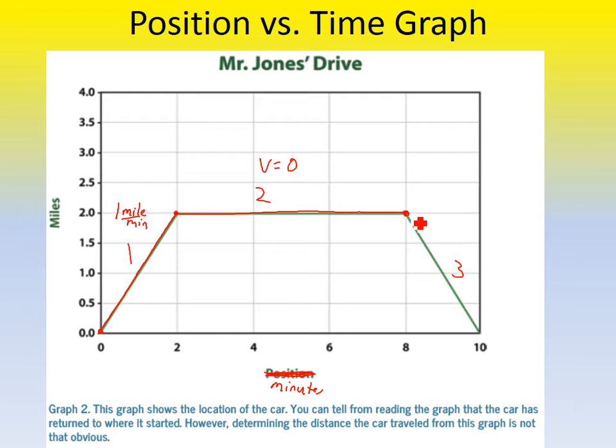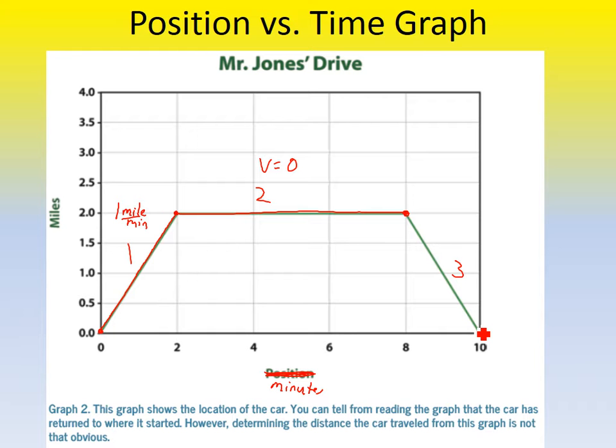Now what's happening? This is a little different. What did he do? Let's talk about it. Turned around. How do you know he turned around? Because it's going back to the base point. Yeah, because he went from 2 miles back to his original position, right? So he turned around right here, and he went back to his original position. Now, is slope positive or negative for this third segment? It's negative. So his velocity is negative, that means he went left.